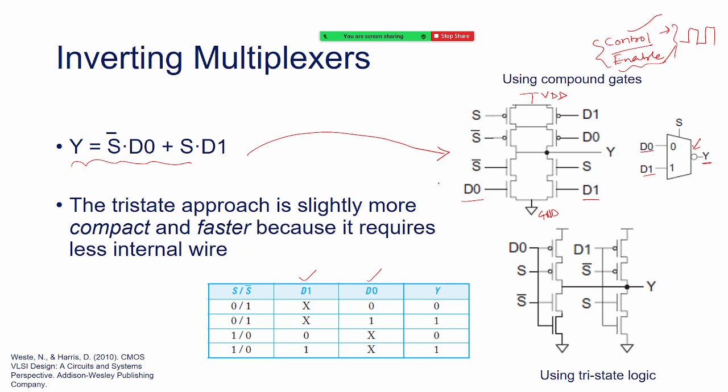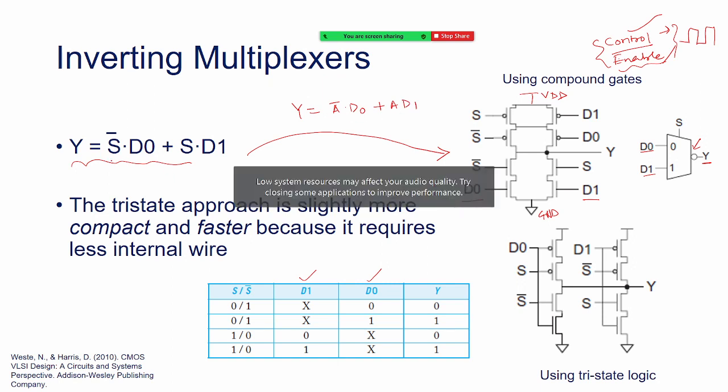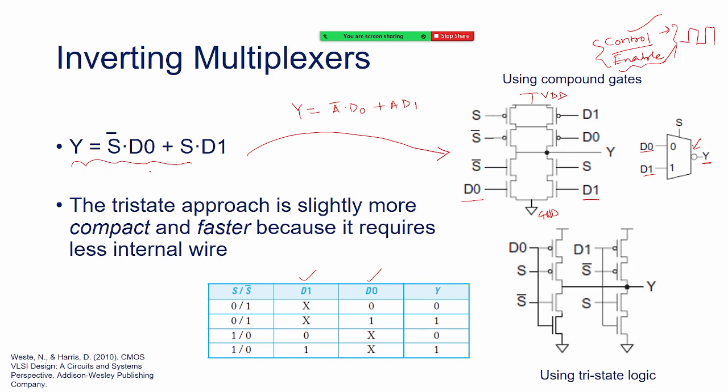Yes, sir. Right? Can I write Y equals S bar D0 or S D1? So it's just like S bar and D0 or S and D1. So D0 and S bar, the output can have the value of D0 when you apply 1 or 0 here. Let's say S equal to 0, it means S bar will be 1. If S equal to 1, then S bar will be 0.